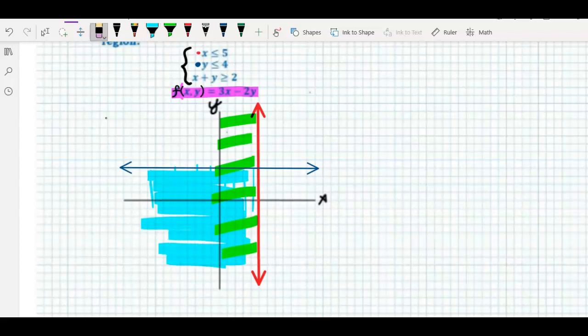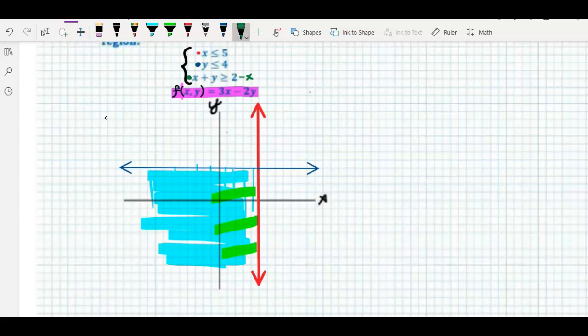In fact, I don't need the shading that's above my blue line from the red line anymore. I can get rid of that. I know that this is my common region so far, right in here. Now I have one more inequality to graph.